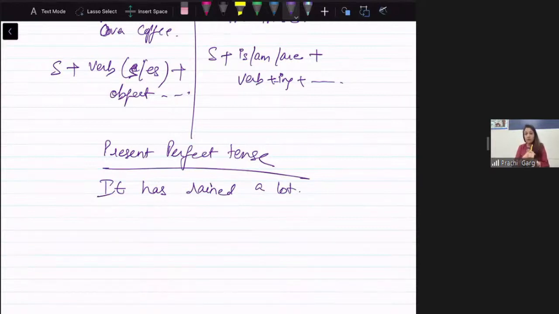Second, I'm talking about an action that started in the past but has continued up till now, right? So maybe the action just got over and the action was happening till now, right? But as I speak, the action is not happening anymore. If it was still happening, then I would have just said it is raining a lot. Am I clear? Yes.